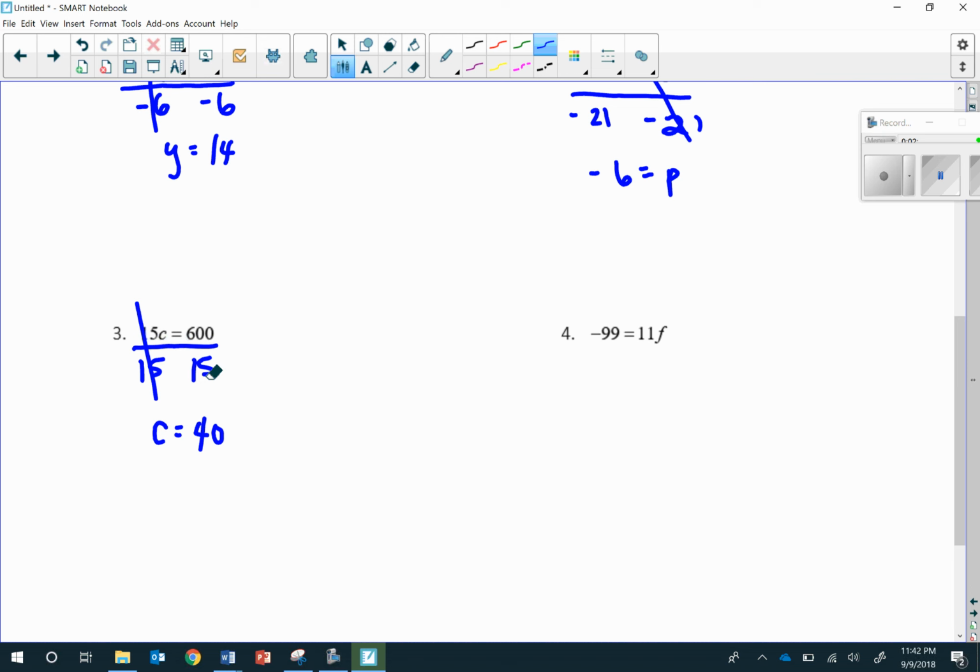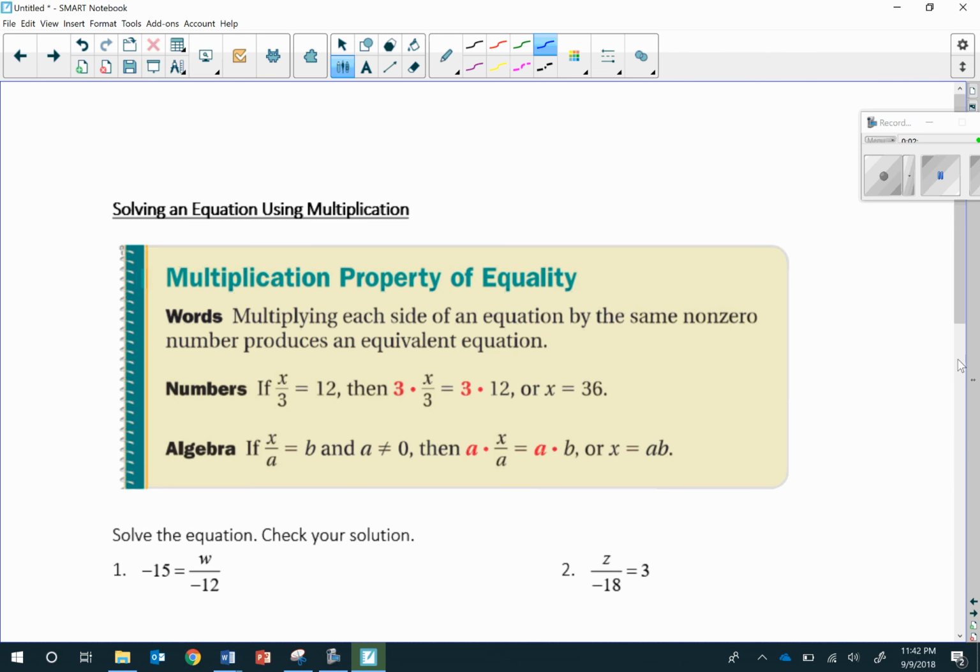On number 4, we're going to use our inverse operation again and divide both sides of our equation by 11. That leaves us F equaling negative 9. So 11 times negative 9 does in fact give us negative 99. So just like we can use division, we can use multiplication because, like I said earlier, they are in fact inverse operations.